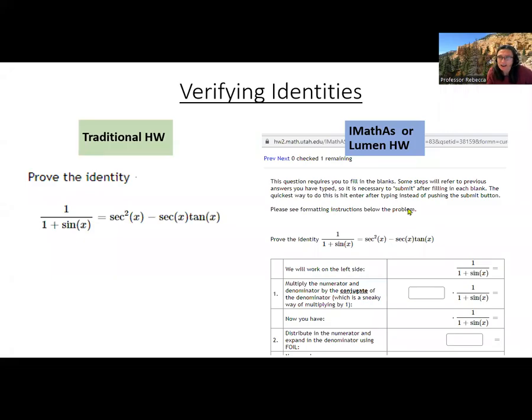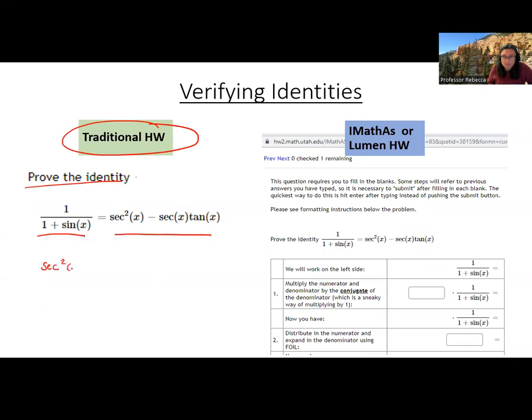Welcome. I wanted to talk about the verifying identities homework that you're going to see this week. But actually, before I do, I wanted to talk briefly about the traditional homework that you might see. After a section on verifying identities, you might be given the instructions, prove the identity, and you'd see an identity where you'd have one side and another side, and you would need to choose which side you would start with. So for example, I might start with the right-hand side today.